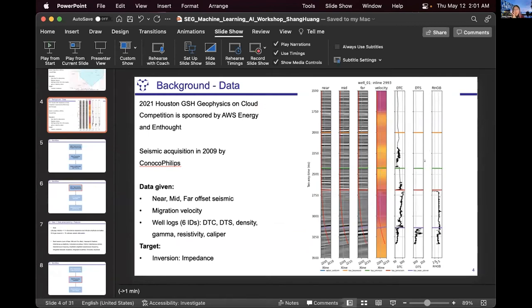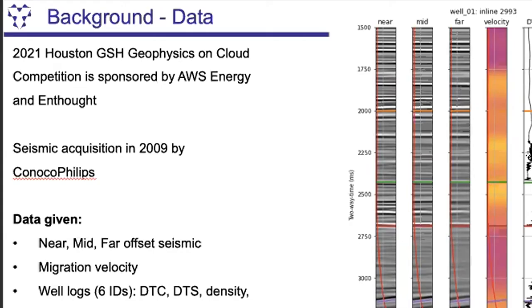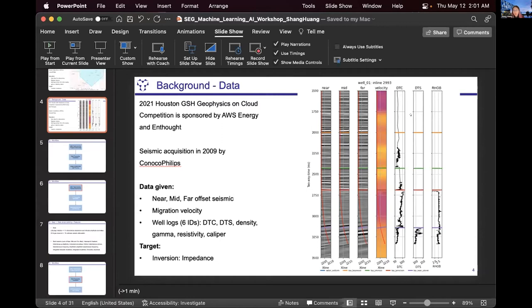Probably in other well logs, the missing value in the compressional travel time is larger than that in the shear travel time. That could be one reason why the shear impedance is better than the P impedance. And the other thing is probably density as well, because this computation only gives us 6 well logs. Part of the data are missing.